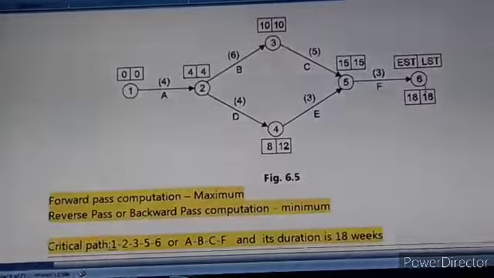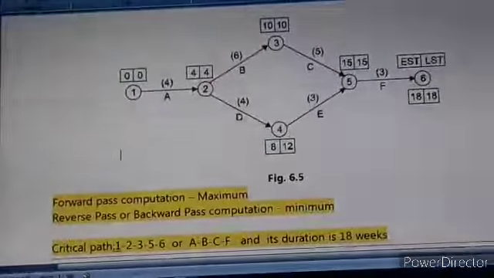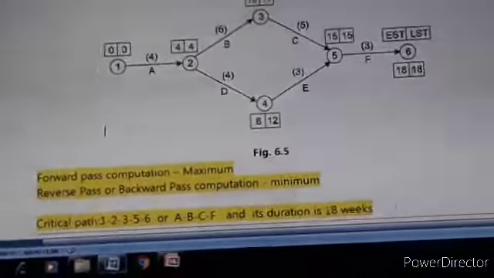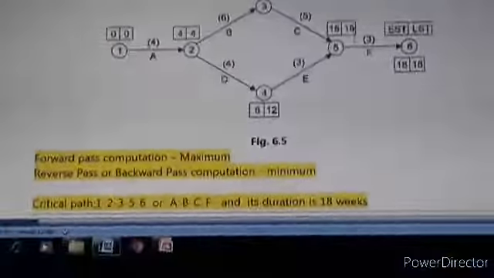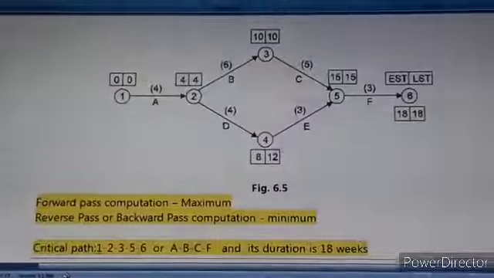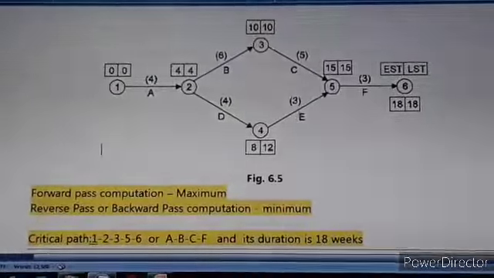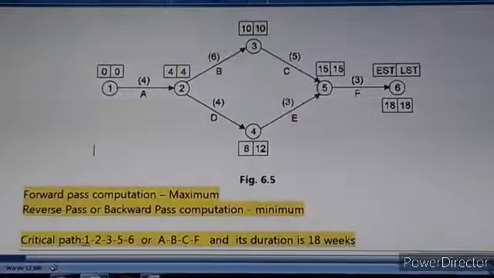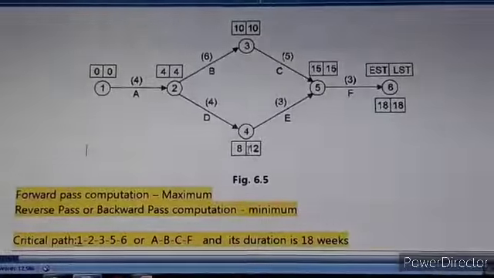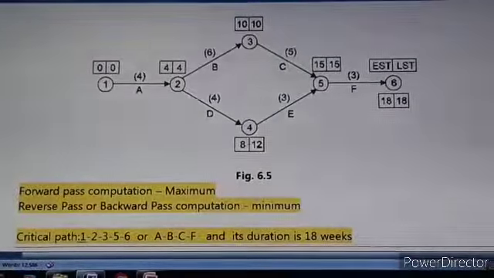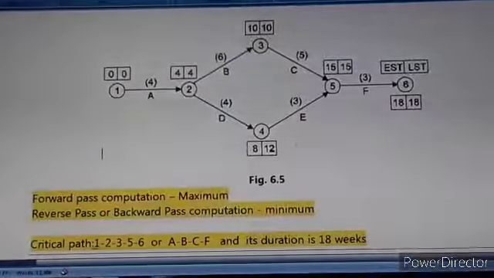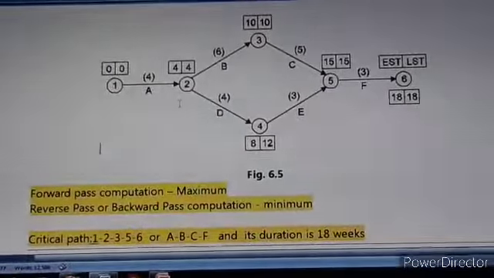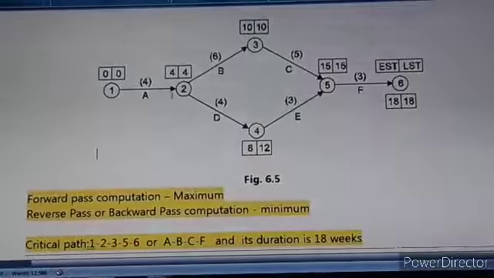Now consider the next reverse path, that is 6, 5, 4, 2, 1. So 6 to 5, we start with 18 minus 3, 15. Then 5 to 4, 15 minus the duration of activity E, which is 3, so it is 12. Here we have written 12. Then 4 to 2, 12 minus the duration of activity D, 4, it is 8.